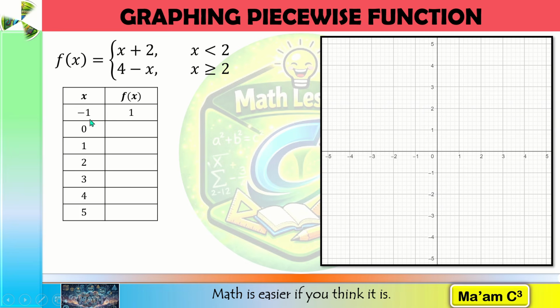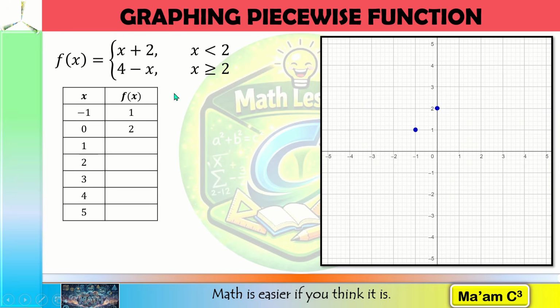Now let us plot that in our Cartesian plane. Negative 1, positive 1. It's in here. Next one is 0. 0 falls less than 2, so still we're going to use this condition. 0 plus 2 is equal to 2. 0 and then 2.